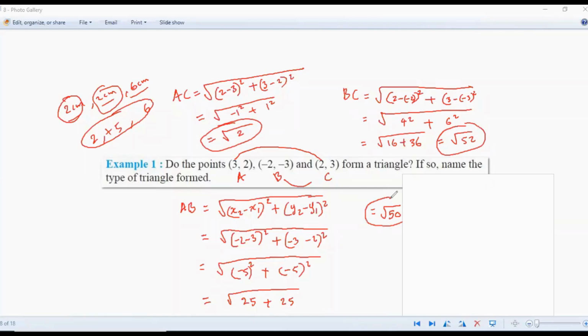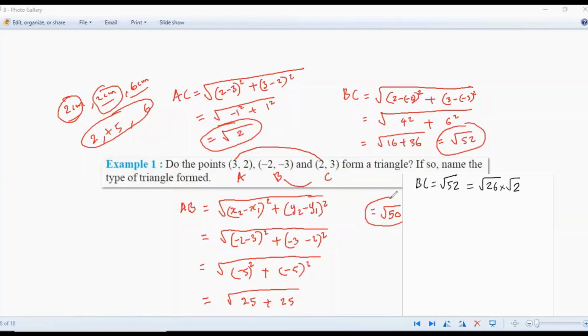Clearly here the largest side is BC, because BC is root 52, that is larger than root 50 and root 2, the other two sides. Root 52 can be written as root 26 into root 2. You know the multiplication of irrational numbers: root 26 into root 2 will become root of 26 into 2, that is root 52. So we can split root 52 as root 26 into root 2.